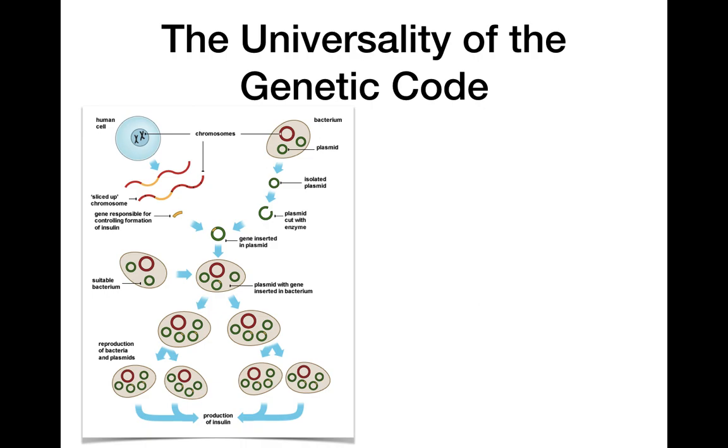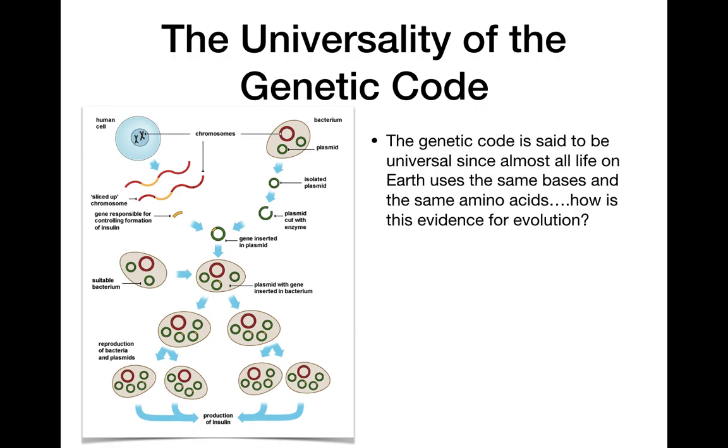Okay, we are almost done with our big lesson here, guys. So the next thing is talking about the universal nature of the genetic code. The genetic code is said to be universal because almost all life on Earth uses the same bases, same amino acids. This is very strong evidence for evolution. Why is that? Well, it means that every organism has the same DNA. Then some common ancestor had that first DNA and then was able to evolve and use that DNA, and then that DNA was used for many generations.